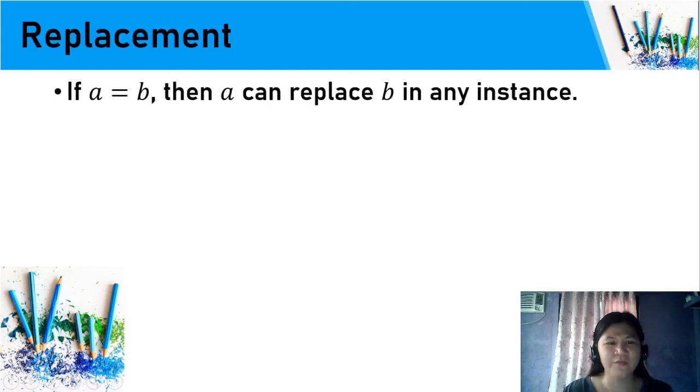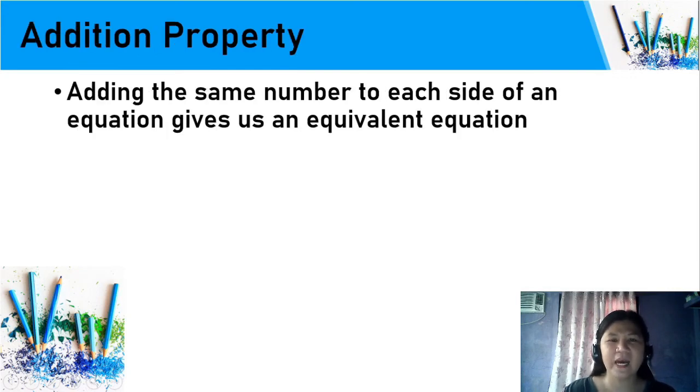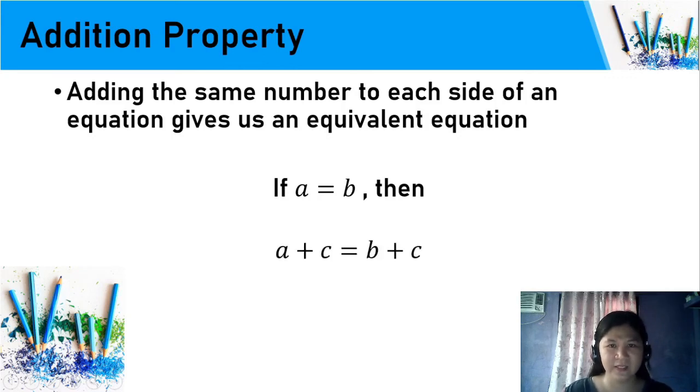For the replacement property, if a equals b, then if we have any equation that involves a and b, in the equation, a can replace b in any instance or vice versa. For addition property, adding the same number to each side of an equation gives us an equivalent equation. So if a equals b, then adding c to a and adding c to b doesn't change the meaning of this equation, so that a plus c is still equal to b plus c.